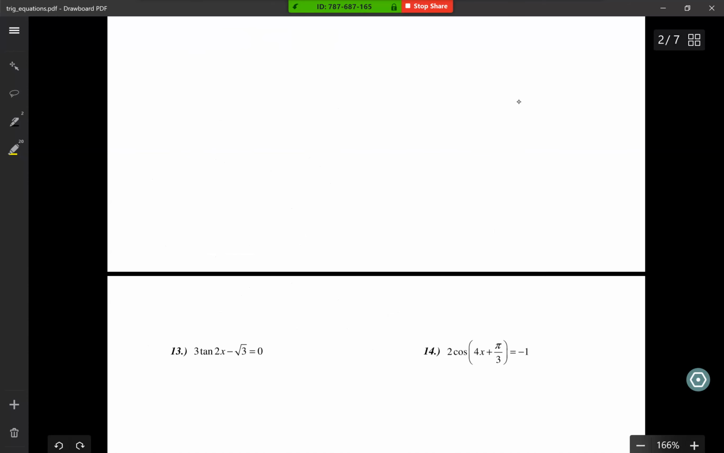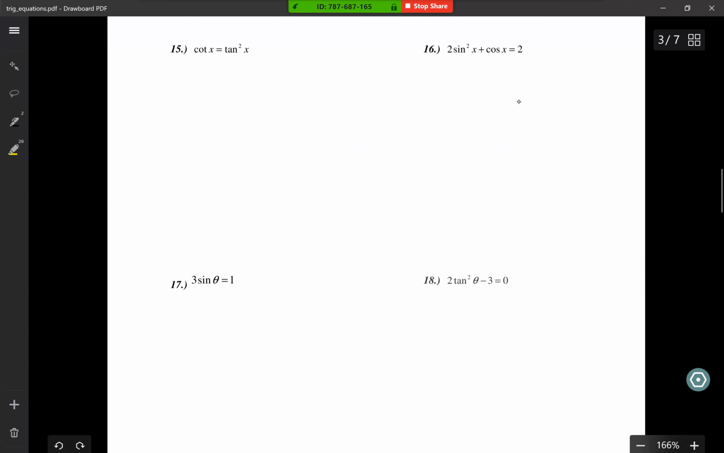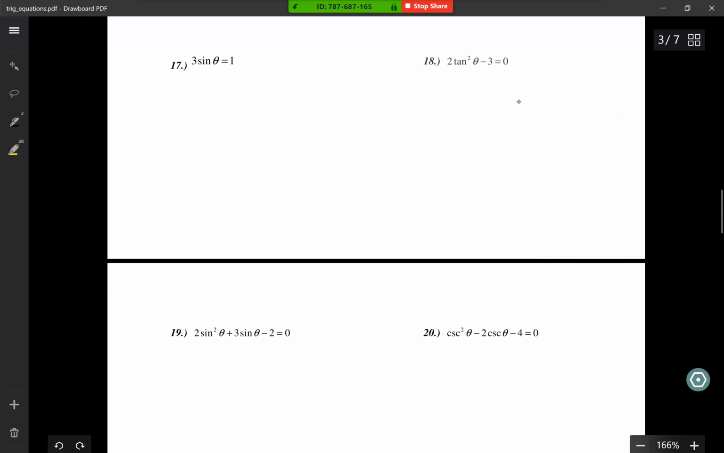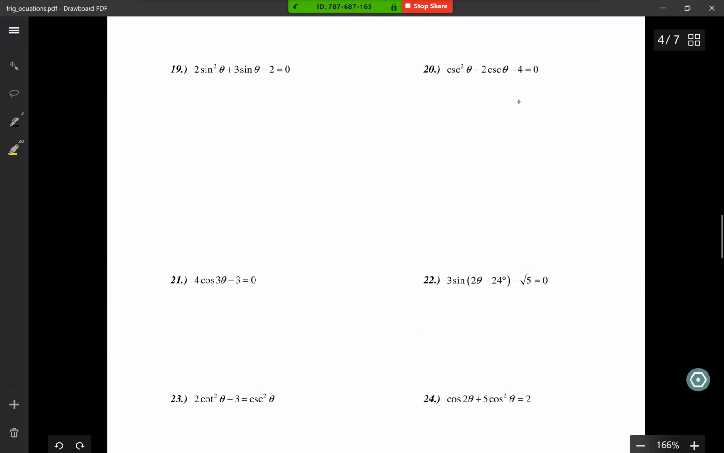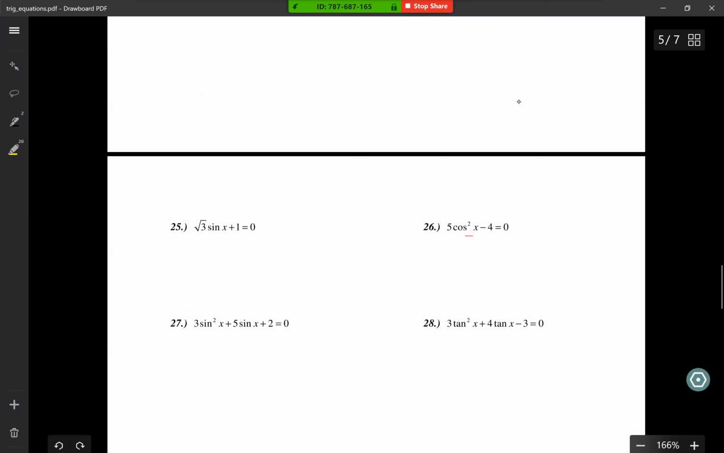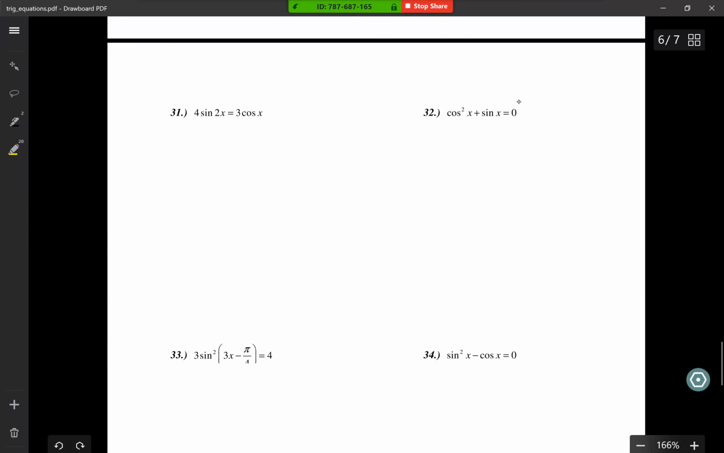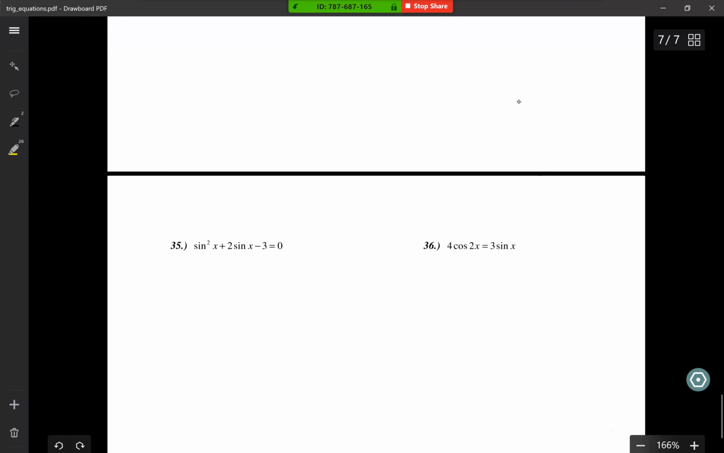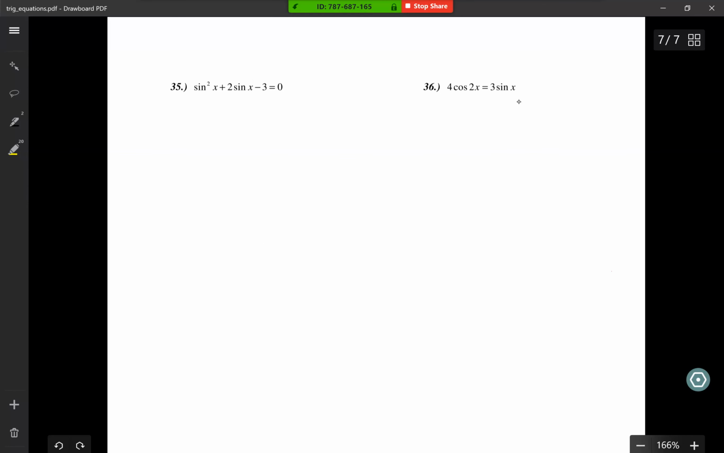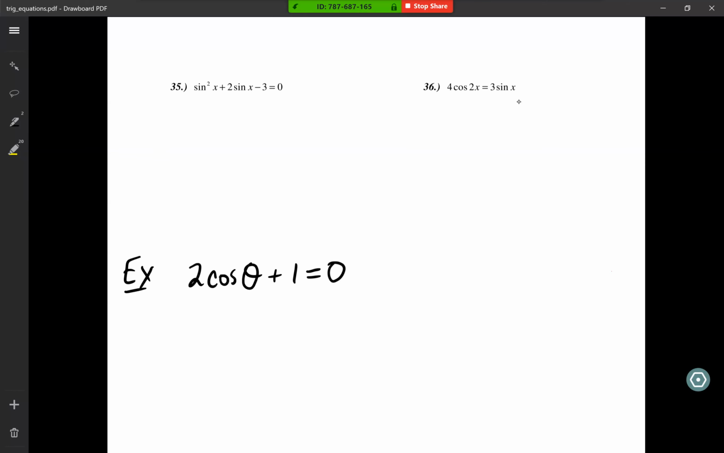Let's see if we can find one more that looks like this one. I think there was one more down here. I'll do 17 later. Let's see. I think there was one with cosine down in here. Yeah, maybe I'm wrong. I thought there was another one like this one. Yeah, I'll just make one up instead. So let's say we had 2 cosine theta plus 1 is equal to 0. Do one with cosine here.